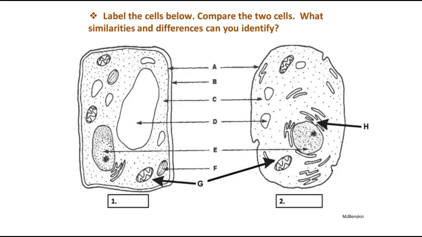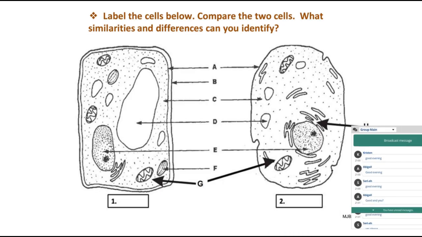So we have these two cells side by side. First of all, you need to be able to identify which one is the animal cell, which one is the plant cell. So we have 1 and 2. Which one is the plant cell, which one is the animal cell? Okay, so the plant cell will be 1.